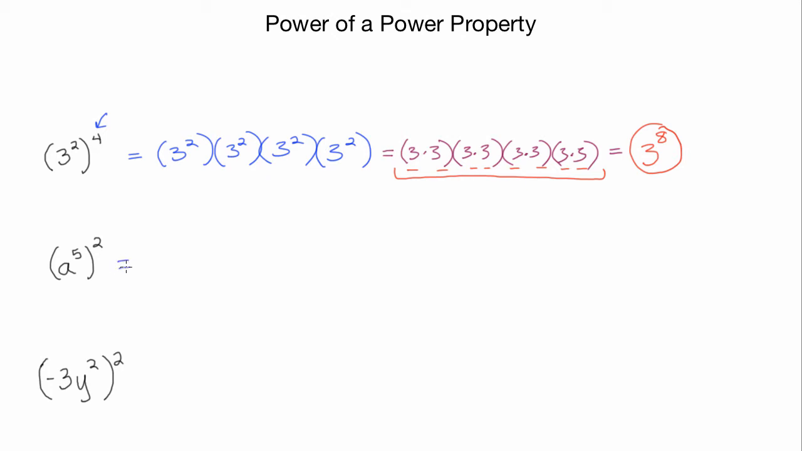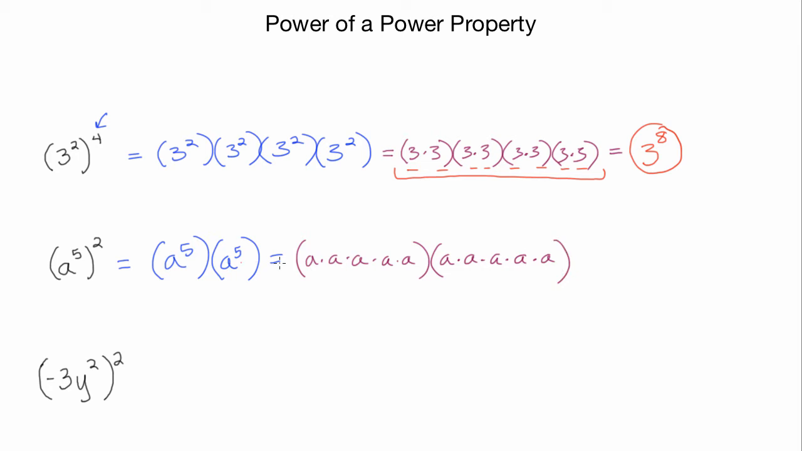On the second one, I have a to the 5th all squared. So what that means is I've got a to the 5th times another one, a to the 5th. There's 2 of them. That's what the squared means. Well, then if I write that out in expanded form, we have a times a times a times a times a. There's one a to the 5th times another a to the 5th. That 5 means we have 5 a's all multiplied.